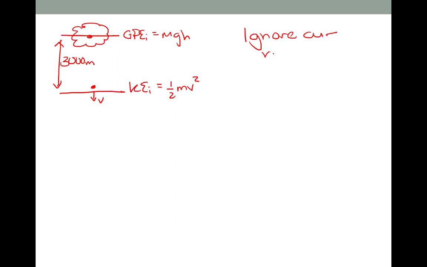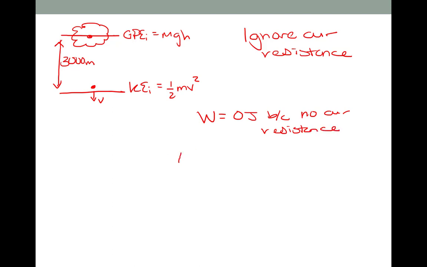And because gravity is one of our conservative forces, we don't need to worry about the work because it's taken care of by the potential energy piece of it. Okay, so work equals 0 because no air resistance. So that means our change in energy has to equal 0.